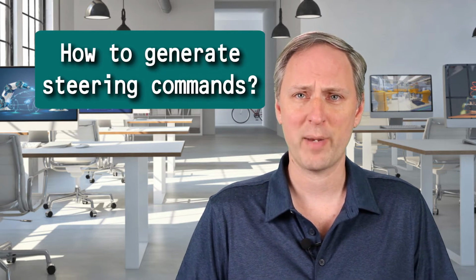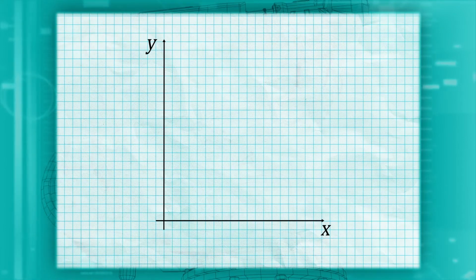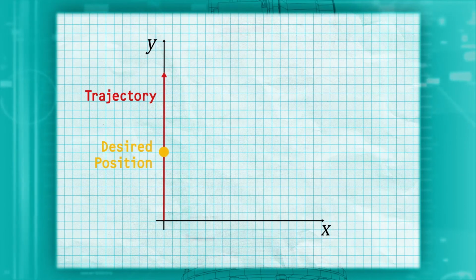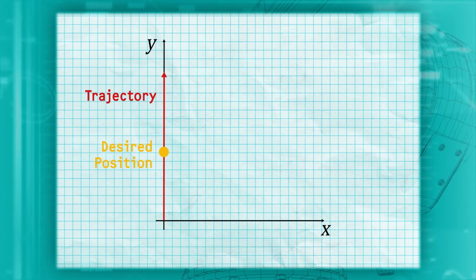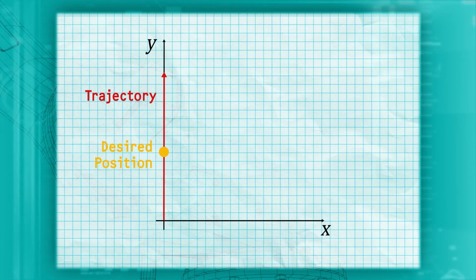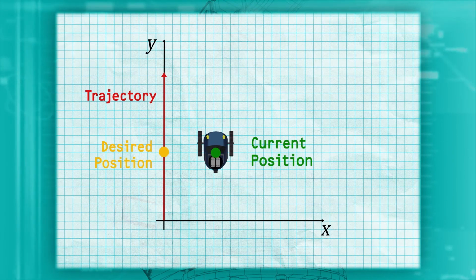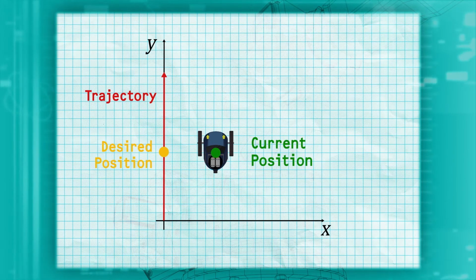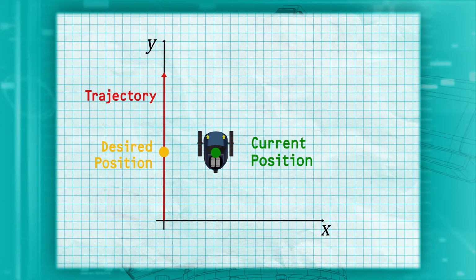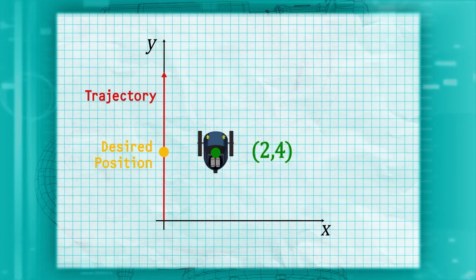Let's think about what information we have to help solve this. We have a desired position from our trajectory. As an example, we'll assume that we want the robot to go up along the positive y-axis. We can also measure our current position using our sensors. For an example, we'll assume the robot is currently at a position of 2, 4. Maybe we just swerved around a rock.